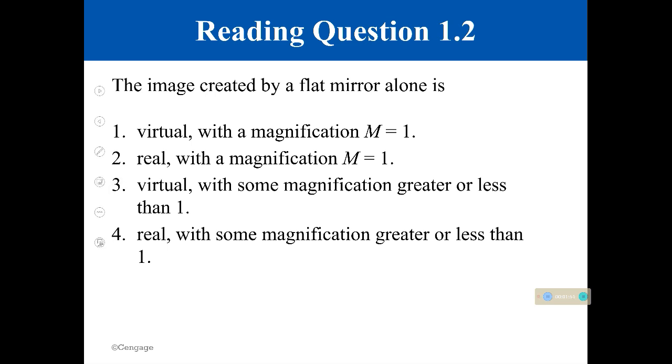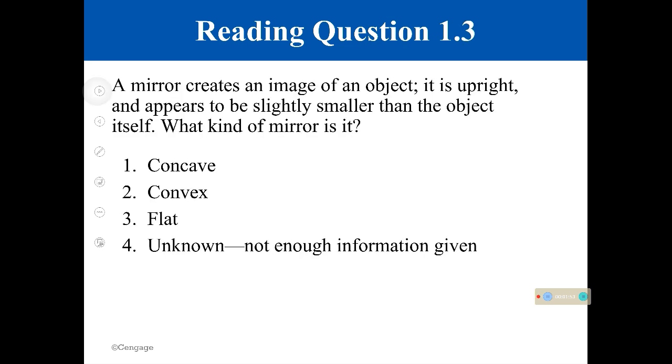Should be 1. A mirror creates an image of an object. It is upright. It appears to be slightly smaller than the object itself. What kind of mirror is it? Concave, convex, flat, or unknown? There's not enough information given. Concave.